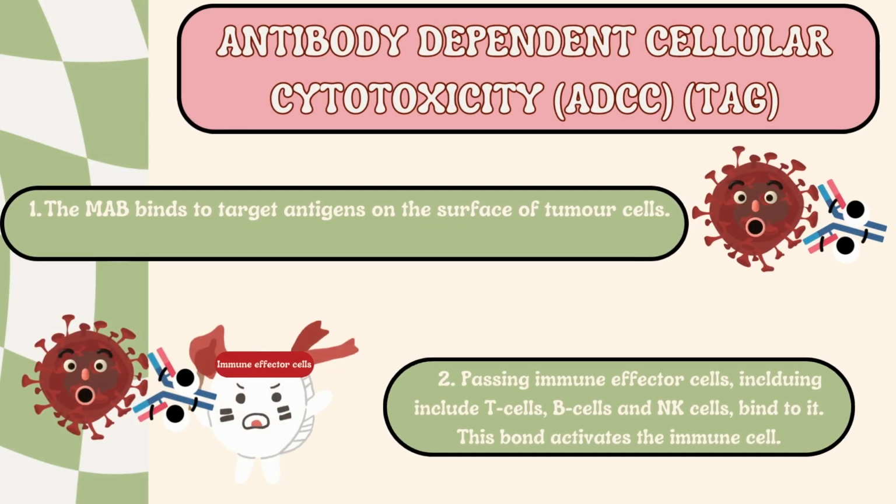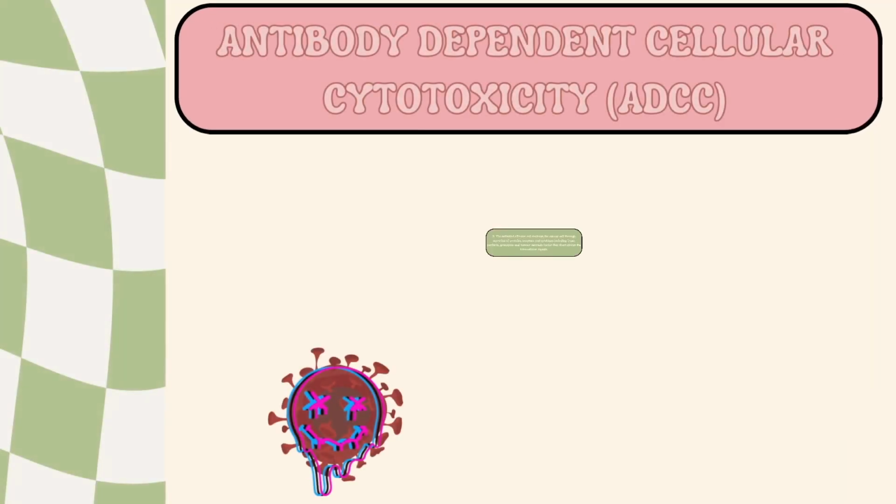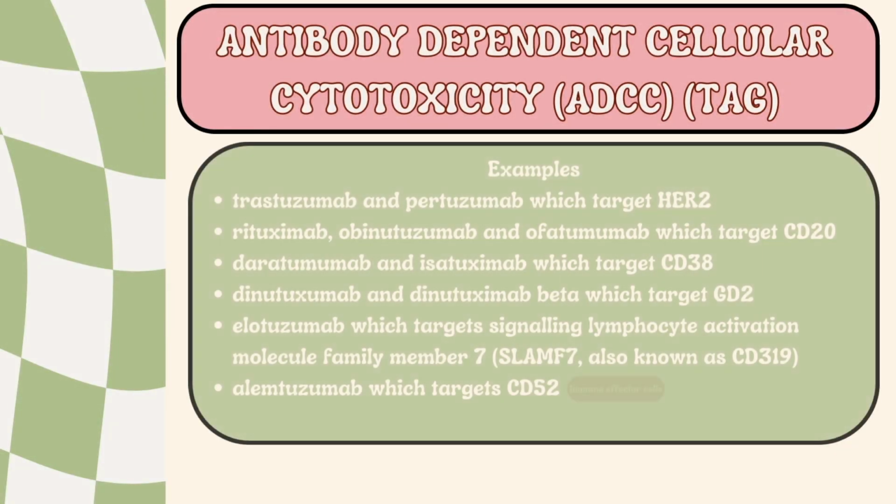The second method that MABs can tag a cancer is by antibody-dependent cellular cytotoxicity, ADCC. So the MABs also bind onto the target antigen of the cancer cell, but instead of C1, this time immune effector cells bind to the FC region of the antibody. Then the activated immune effector cell uses a bunch of proteins, enzymes, and cytokines that lead to the short circuit of the cancer intracellular signals. These are some ADCC MABs examples.